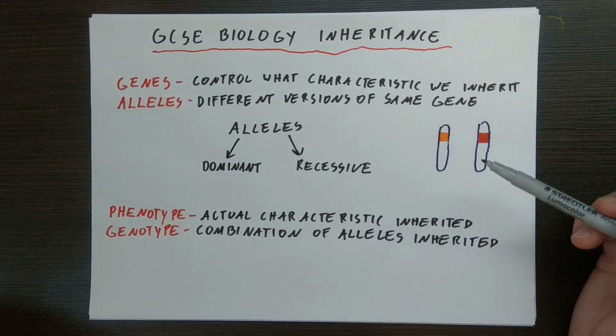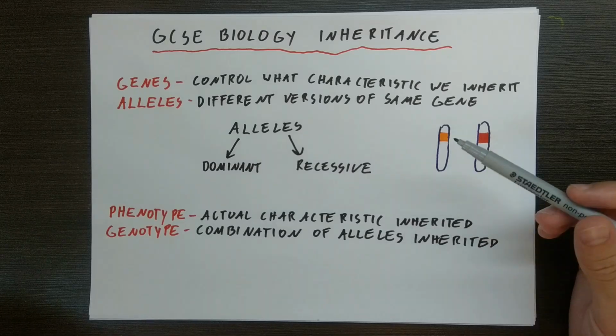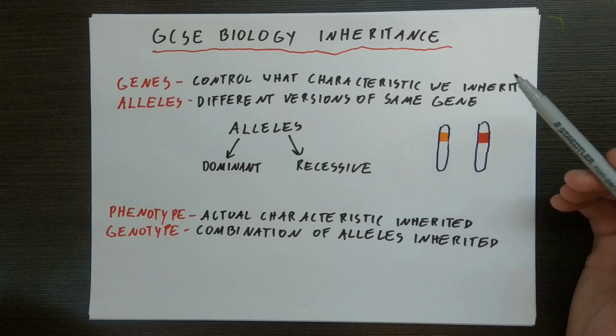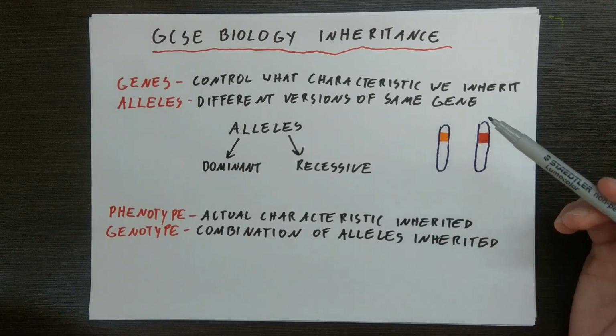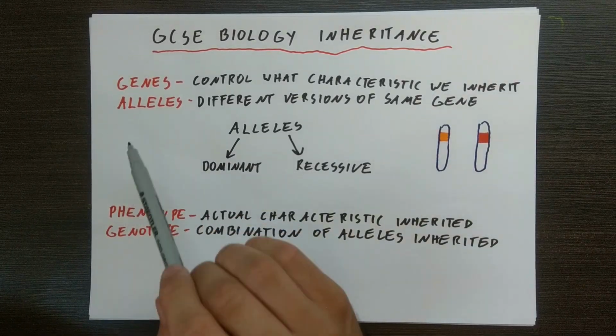Now, how do we get people with blue eyes? How do we get people with green eyes? How do we get people with brown eyes? You know, hamsters with brown fur, hamsters with black fur. That's all because of these guys. That's all because of alleles.